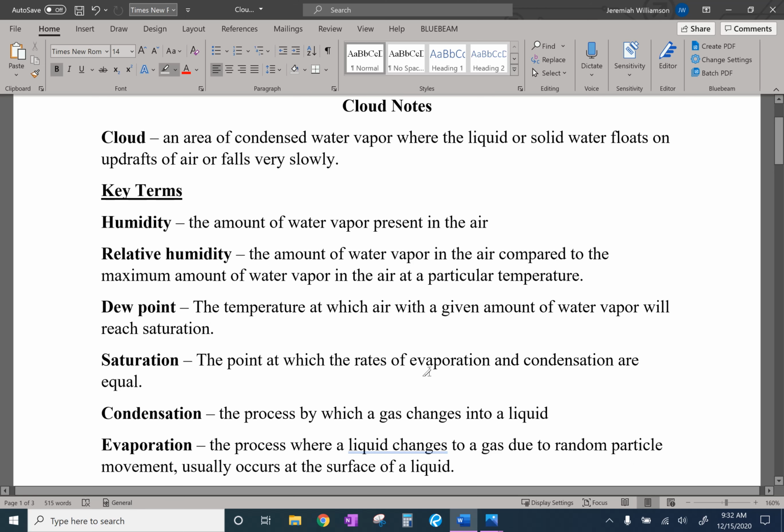So saturation is where these two processes are equal. That condensation and evaporation is essentially the same. There's not more evaporation than condensation, and there's not more condensation than evaporation. So that's what saturation is.